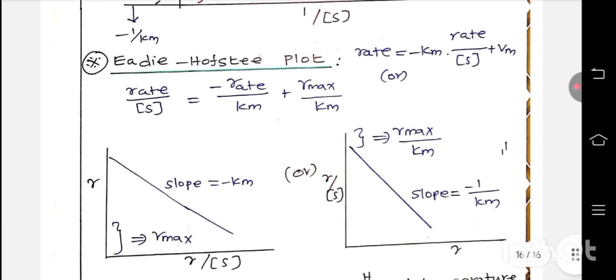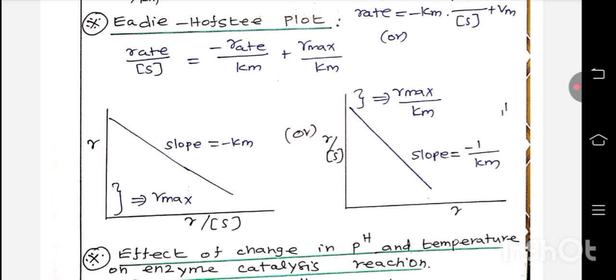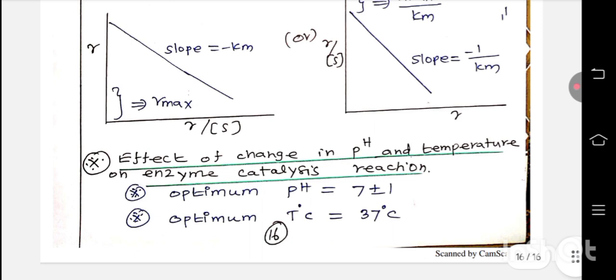Second plot is the Eadie-Hofstee plot. This is rate divided by S equal to minus rate divided by Km plus R max divided by Km. Two types of graph are available, rate versus rate by S, and rate by S versus rate. Effect of change in pH and temperature on enzyme kinetic reaction: the optimum pH range is 7 plus or minus 1. The optimum temperature is 37 degrees Celsius.